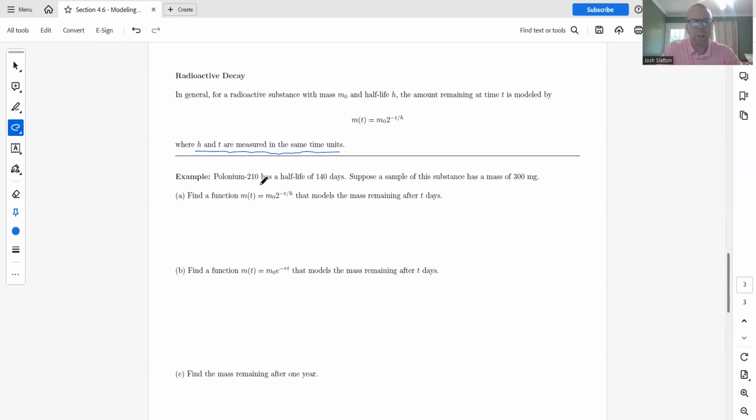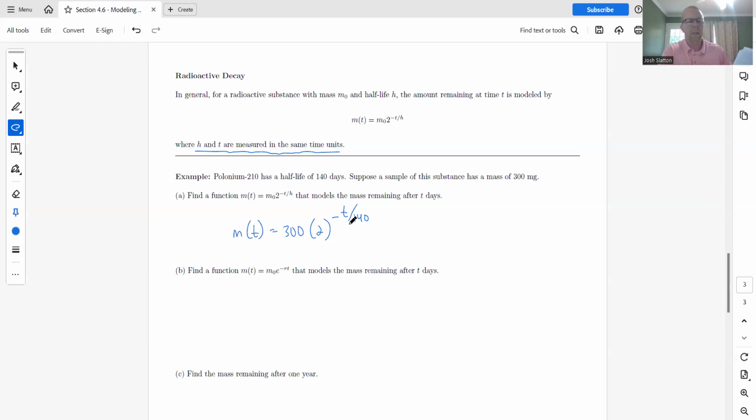So find a function. We have this polonium-210 with a half-life of 140 days, and a sample with a mass of 300 milligrams. So this will be m of t equals 300 times 2 to the negative t over the half-life, which is 140.